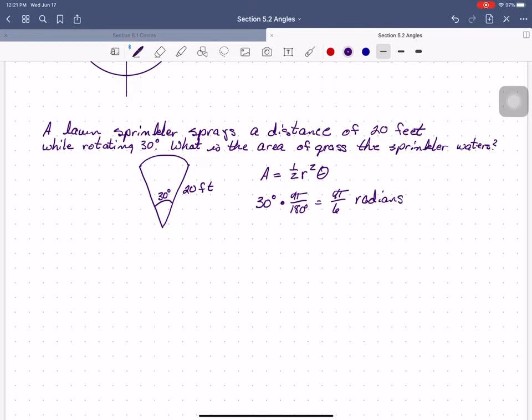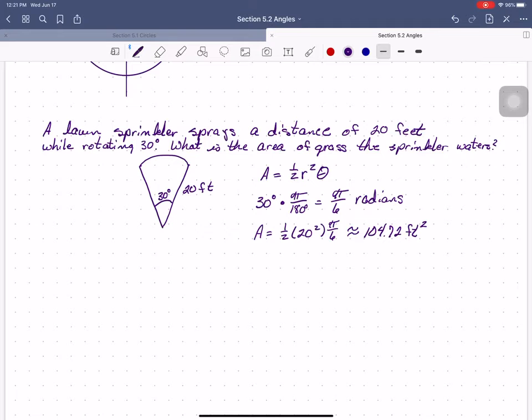And now we can calculate our area, which is 1/2 times 20 squared times pi over 6, which is approximately equal to 104.72 square feet. And you can put that in a calculator to figure that out.